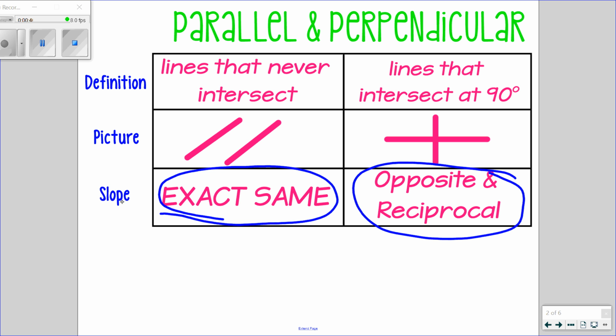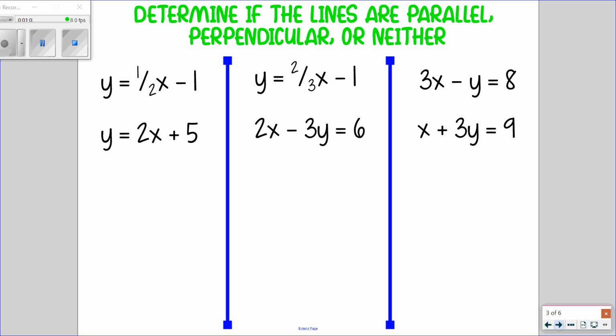The slope of parallel lines is the exact same thing. So parallel slopes are the same. But then for perpendicular lines, they are the opposite sign. So like positive or negative, like opposite sign. And then reciprocal means flipped. So it has to be both of those things in order to be perpendicular.